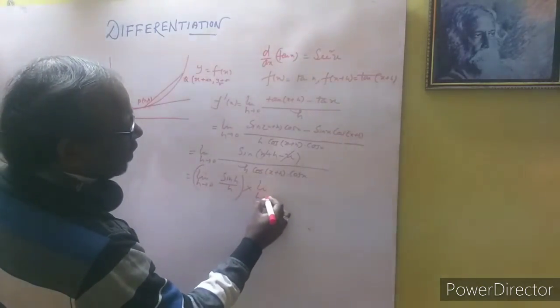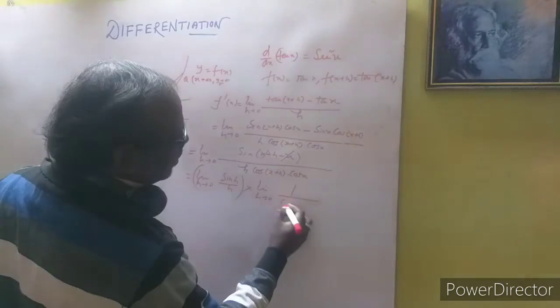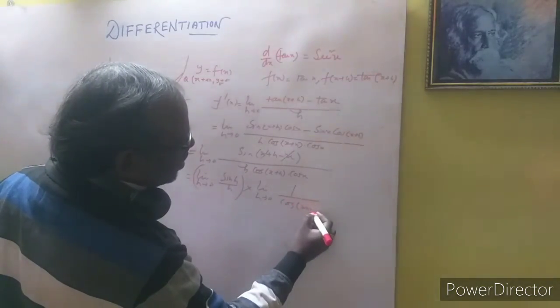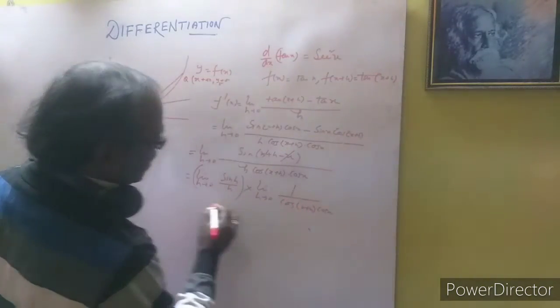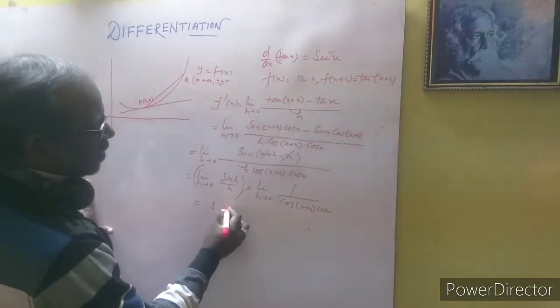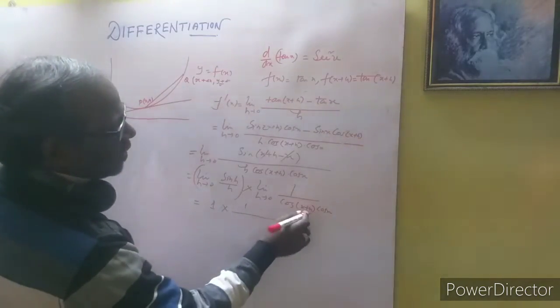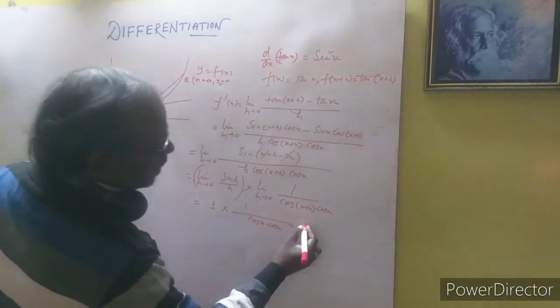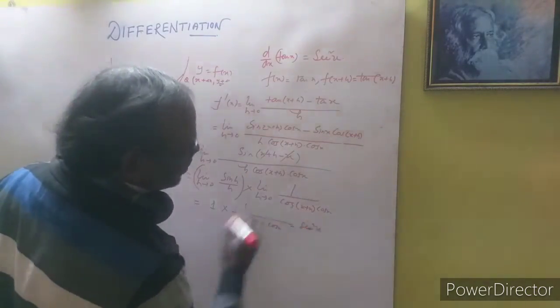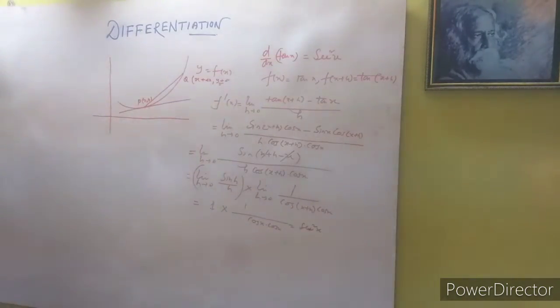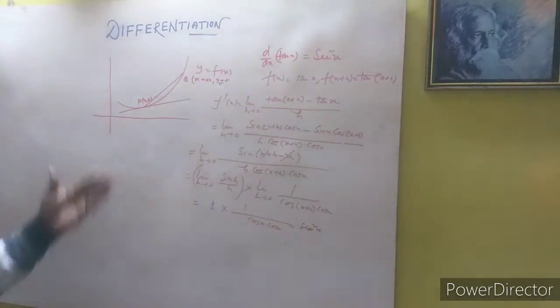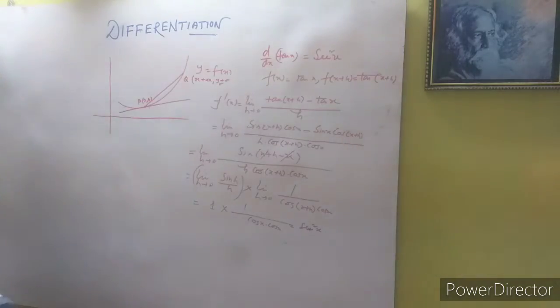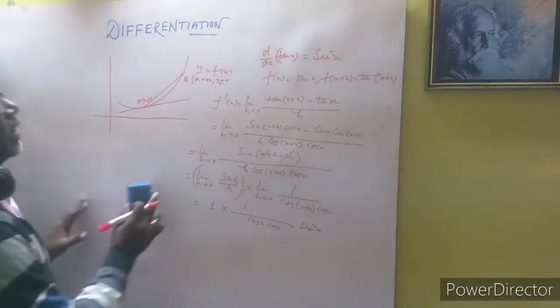And another limit h tends to 0, 1 by cos x plus h into cos x. And this is equal to 1 into 1 by, if we put 0 then we get cos x into cos x, and that is sec square x. Okay, see the formula, with the help of first principle we can show the formula of derivative.